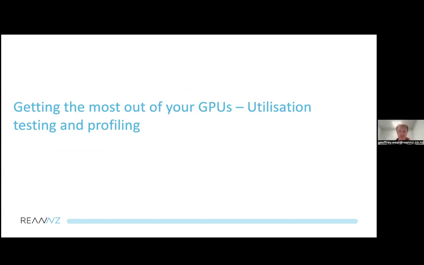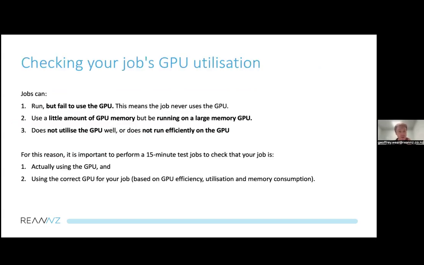So talking specifically about utilization, testing, and profiling. First, let's talk about checking your job's GPU utilization. It's really important to understand how your job is using the GPUs, because sometimes jobs can fail to use the GPUs effectively. Sometimes jobs can fail to actually run on the GPUs in the first place, which means that the GPU was never utilized.